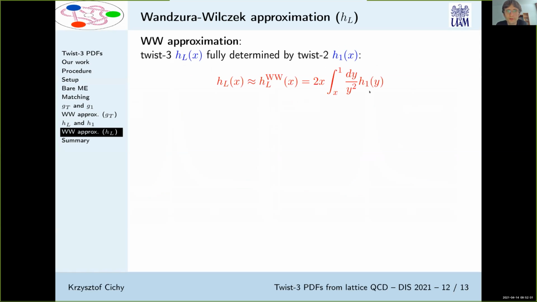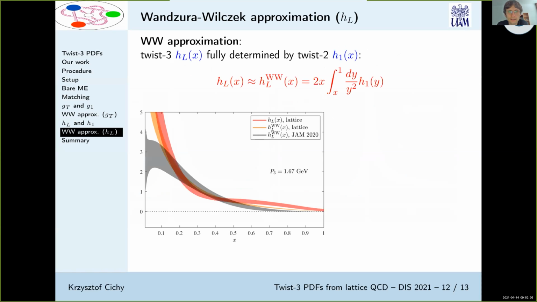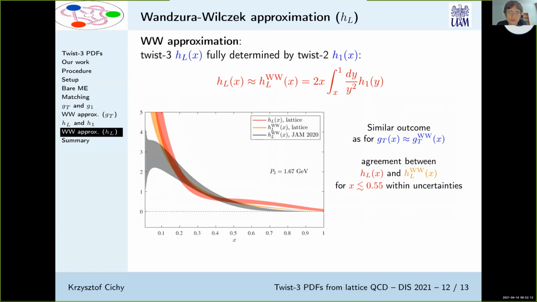Okay, so this brings me again to the Wandzura-Wilczek approximation, so this time for HL. This is the form of the WW approximation for this case. And again, here the conclusions are very similar as in the case of GT. So there is agreement between HL WW and HL for x smaller than around 0.55 within our pretty large uncertainties. But this still means a possible violation of something up to 30 or 40%.